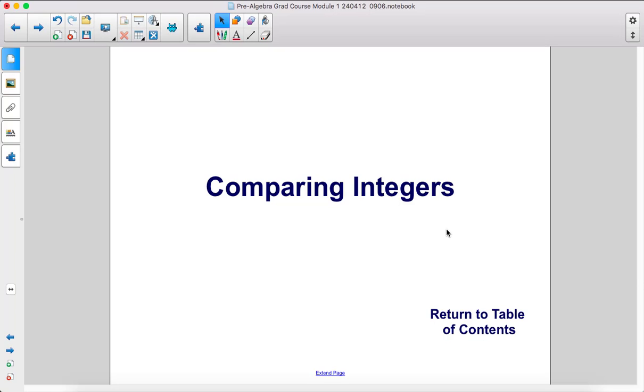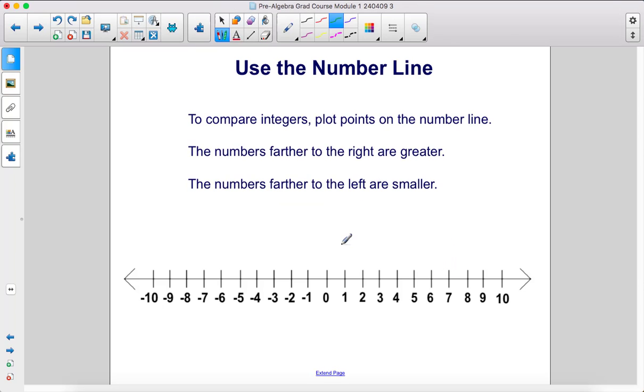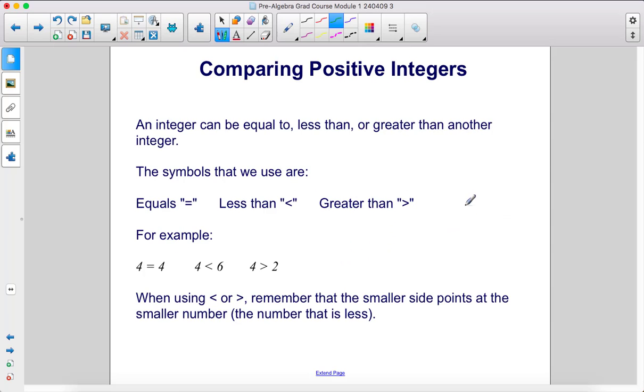Comparing integers. To compare integers, plot points on the number line. The numbers farther to the right are greater. The numbers farther to the left are smaller. An integer can be equal to, less than, or greater than another integer.